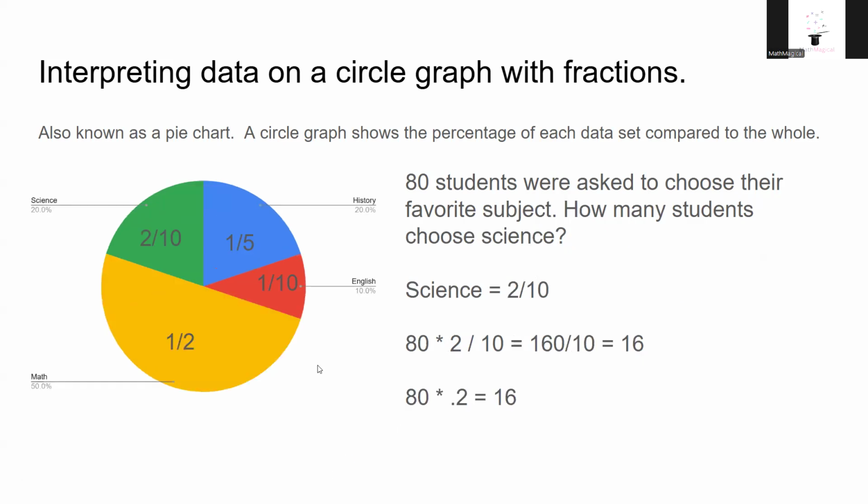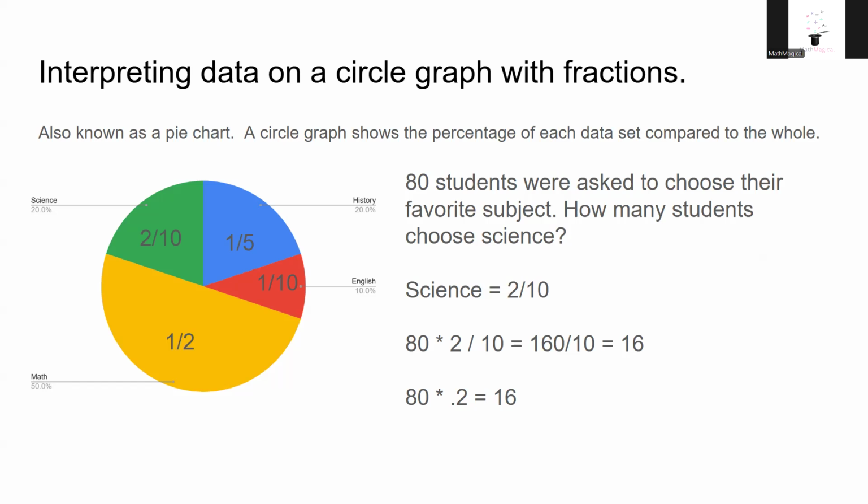Okay, so what if on this circle graph, instead of giving us percentages, they give us fractions? So if we look at this, it says 80 students were asked to choose their favorite subject. Unsurprisingly, with a math teacher making this, half of them chose math, right? 2/10 chose science, 1/5 chose history, and 1/10 chose English. And the question asks us, how many students choose science?